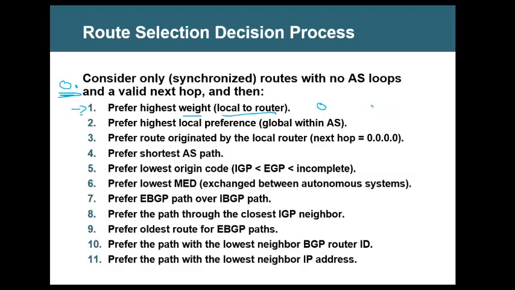When you want to decide a path based on the weight, the impact will be only on that router, not for the entire autonomous system. So if on one router you want to go via this way, not this way, then you may go and set weight on this router towards this direction.